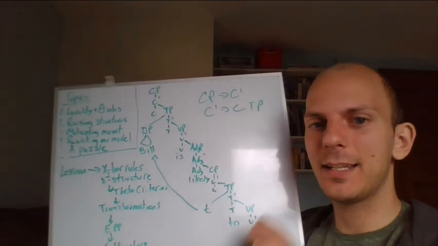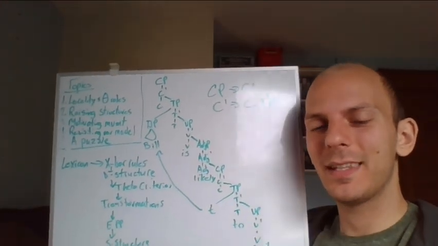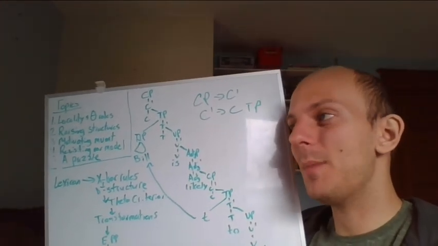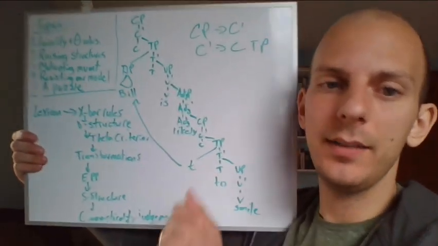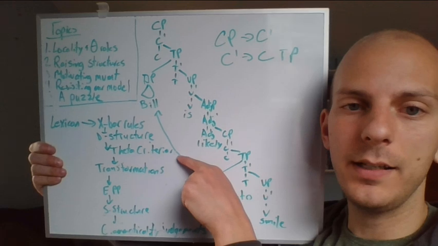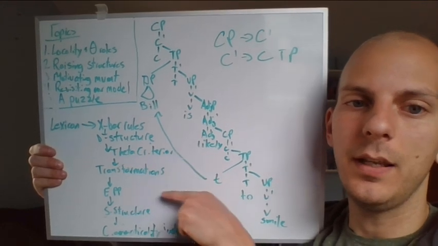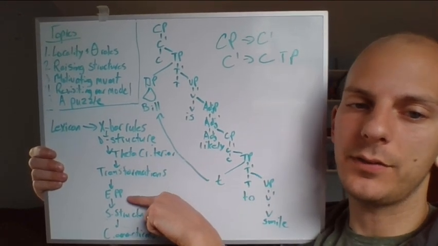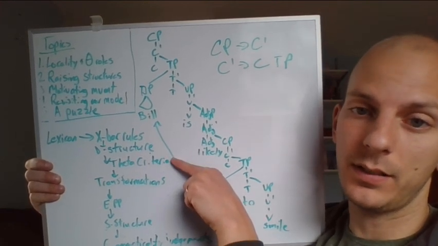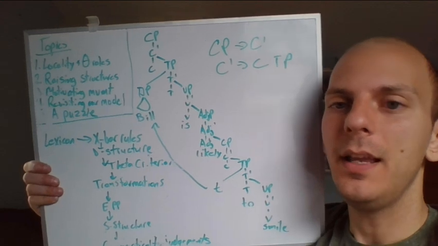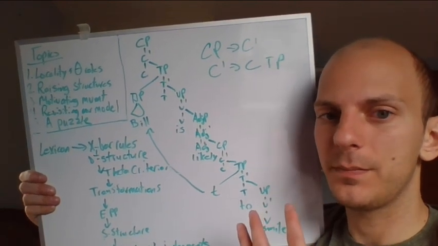This is a slick little mechanic that just happened, right? We've got these two constraints. The theta criterion is a constraint. The EPP is also a constraint. This isn't a constraint. This is just a movement, right? It's an action. And this one is a constraint. This one is a constraint. And they're crucially structured, right?